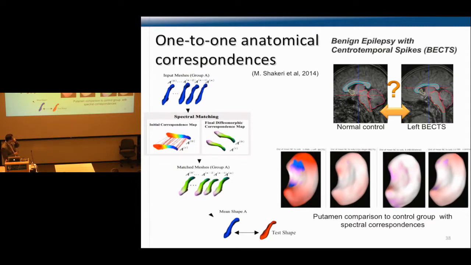So what we found is that using this matching method, we're able to detect some morphological changes in the left putamen for that patient compared to, for example, controls, when we compare that to a normal control group. Which we're not able to do with, for example, a standard ICP method, if we really need that one-to-one correspondence to evaluate these morphological changes. And we're in the process of trying to adapt that for a real-time setting.